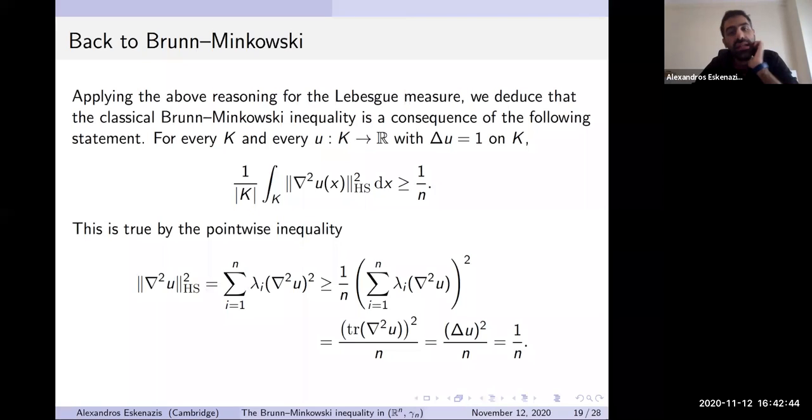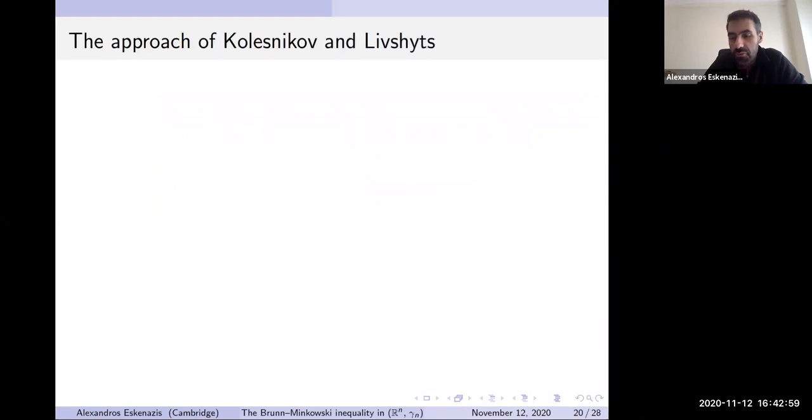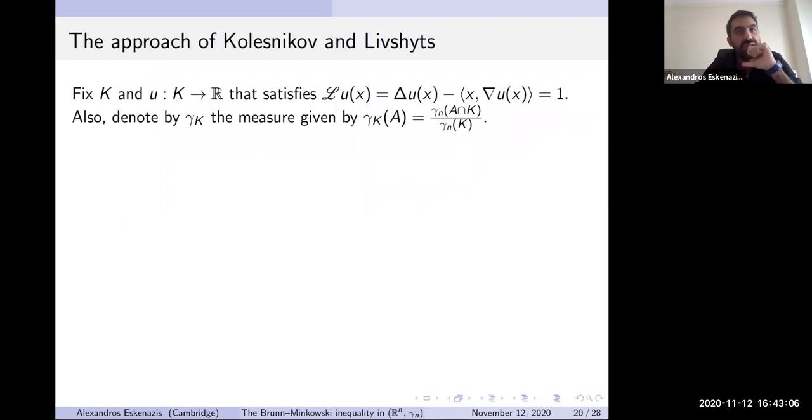So you just saw a complete proof, or almost complete, because I hid some identities from you, of the Brunn-Minkowski inequality on R^n with the Lebesgue measure. But we don't want to do it for the Lebesgue measure, we want to do it for the Gaussian, and in principle for other measures as well. So let's just see what Kolesnikov and Livshyts did to get the 1 over 2n bound. Now we have K symmetric and U symmetric, and U solves the equation Lu, which is the Laplacian minus x dot nabla, equal to 1.